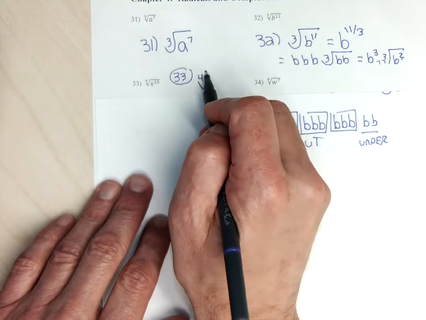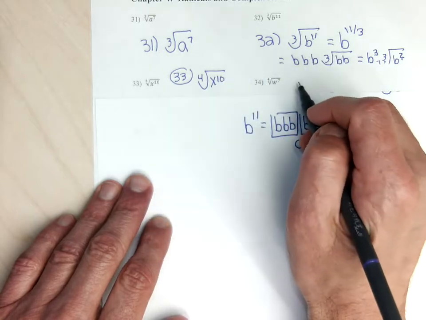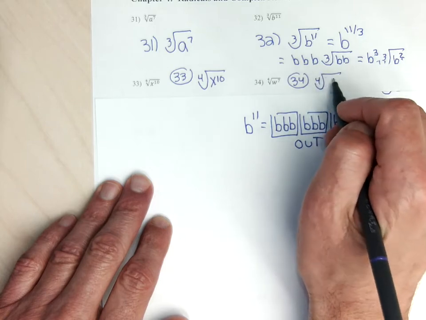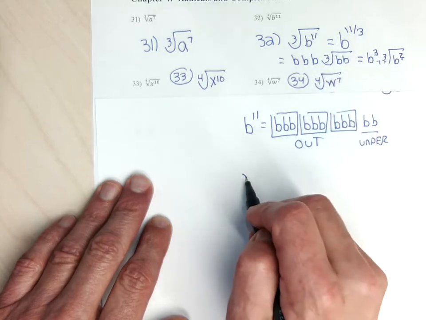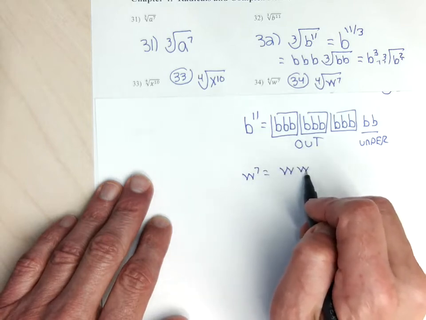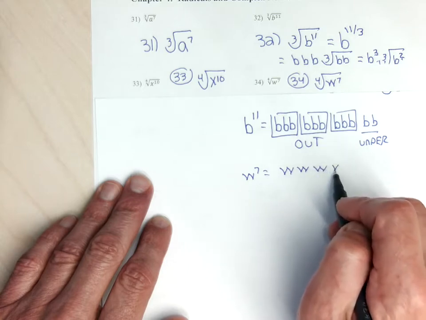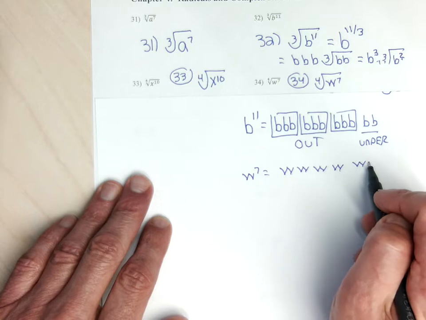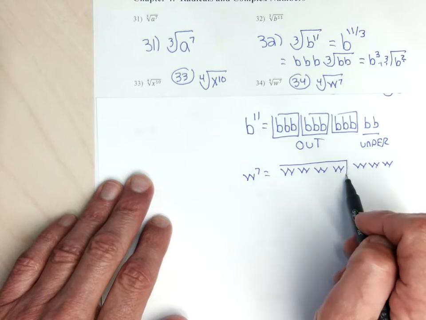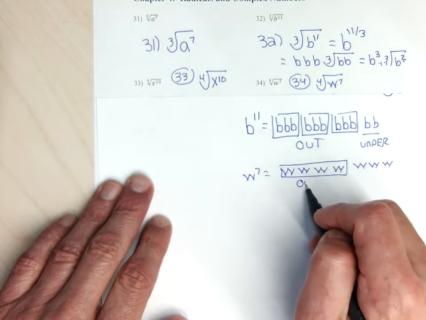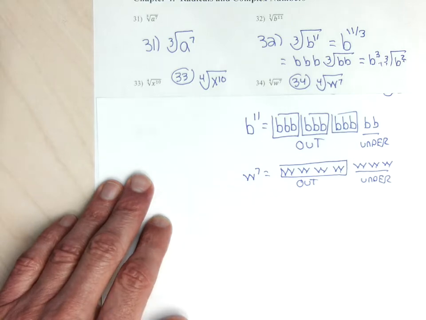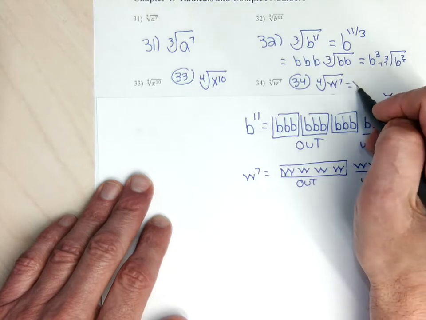The 4th root of x to the 10th. And 34, which is my problem, the 4th root of w to the 7th. It's a 4th root. I'm going to reduce by prime factor trees. And for letters, a prime factor tree is just writing down as many letters as the exponent tells me. The exponent is 7. So to reduce by prime factor trees, I'm going to write down 7 w's. It's a 4th root. So every time I get a 4 of a kind, I get one out in front of my radical. In this case, I only have one 4 of a kind.